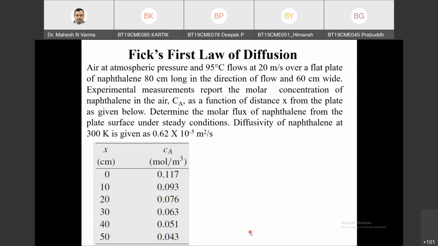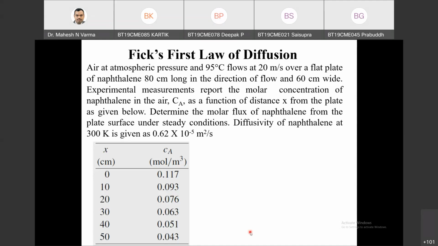Roll number 21. Sai. Yes, sir. So how to start with this? Sir, we have been given the diffusivity of naphthalene, 0.62 into 10 to the power minus 5. And from Fick's law, we have minus D dCA by dx, which you have derived earlier.